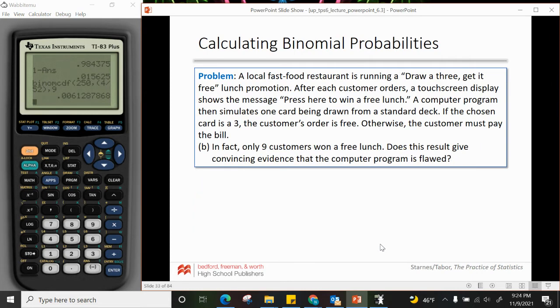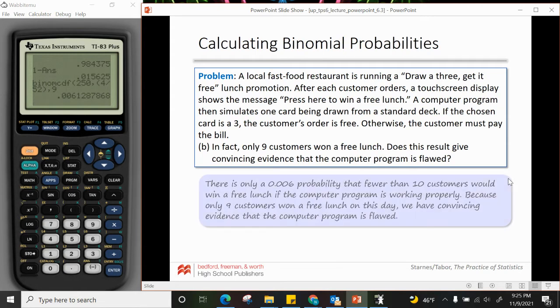So if in fact only 9 customers won a free lunch, does this result give convincing evidence that the computer program is flawed? So after that day, 9 people won a lunch. The probability of that happening is 0.006, or less than 1% of the time, that fewer than 10 customers would win a free lunch if the computer program is working properly. Because this is such a small probability and the fact that only 9 customers won a free lunch on this day, we do have convincing evidence that the computer program is flawed.